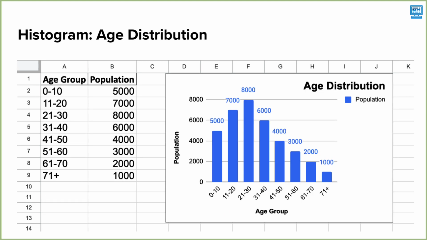A histogram chart looks similar to a column chart, but it is a visual representation of the distribution of numerical data, not categories. It divides the data into intervals or bins along the x-axis and displays the frequency or count of data points falling within each bin on the y-axis. So in this case, we have bins of different age groups on the x-axis, and then we have the population for each of those age groups along the y-axis.